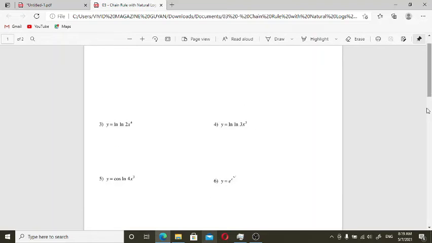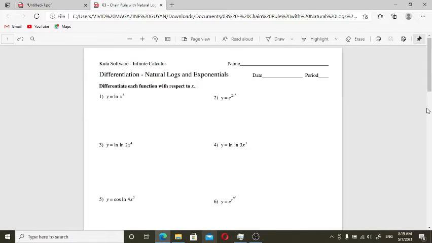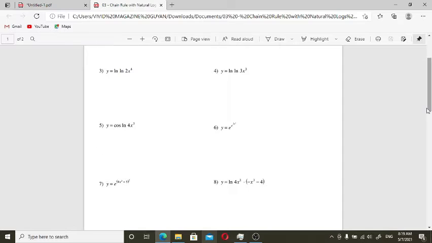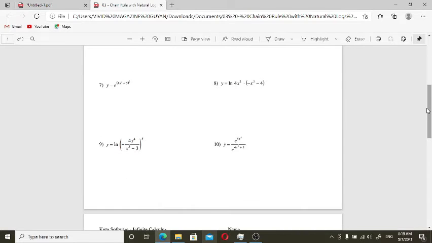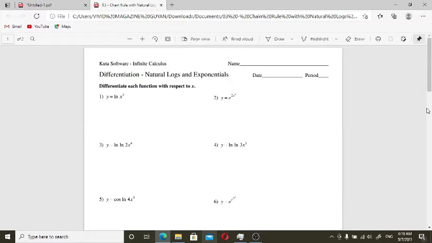So, hello everyone, looking at natural logs and exponentials. I will do number 1 to number 8 because number 9 is very long and I have two other tests that I need to prepare for today. So, let's get into these logs.